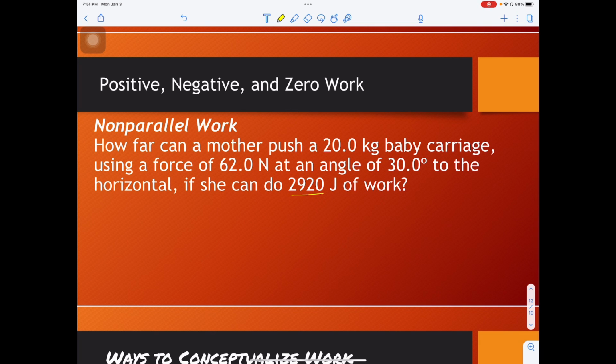Okay, so we're going to start with our basic work equation: work is equal to F cosine theta times the displacement. And let's just make sure we know what we're thinking about. I cannot draw a baby carriage. Okay, so our baby carriage. We're going to have mom walking this way. And here's my angle, 30 degrees. And we want to know, how far can she walk?